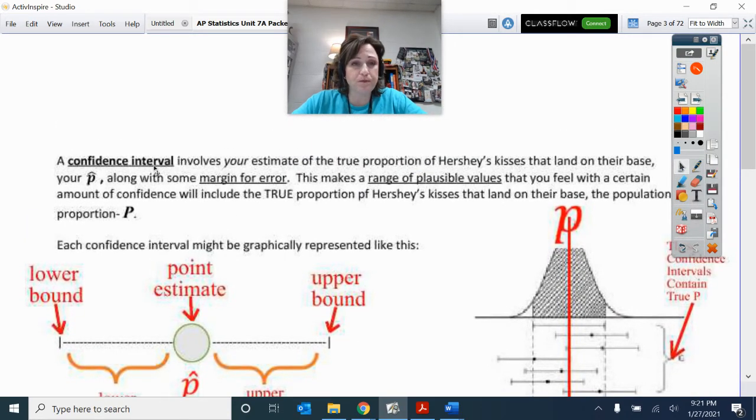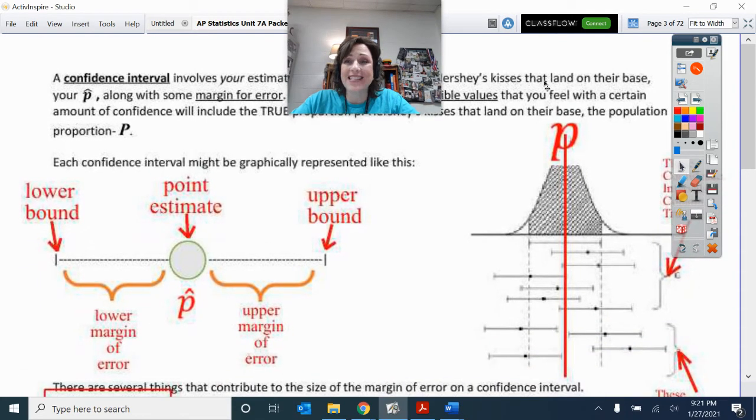So now, let's take a look at what we have going on here. A confidence interval takes your estimate of the true proportion of Hershey's Kisses that land on their base, your p hat, along with this margin of error. Okay, you might have heard of that in polling, in political polls. And so then this is going to make this range of plausible values that you feel fairly certain will contain that true proportion, that population amount. You don't know exactly what it is, but you're going to estimate it.